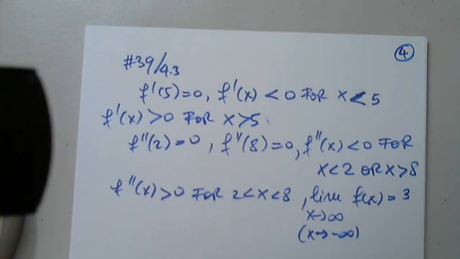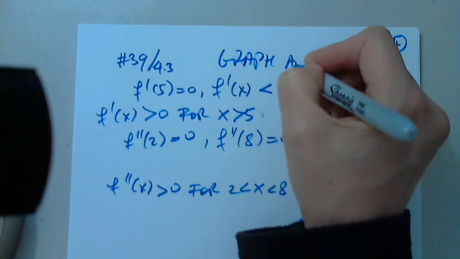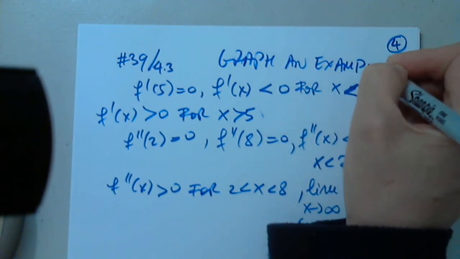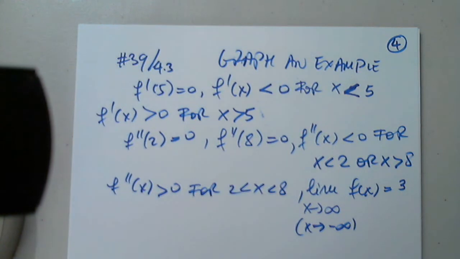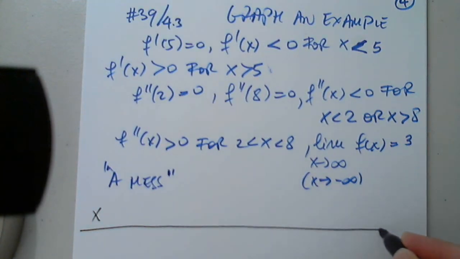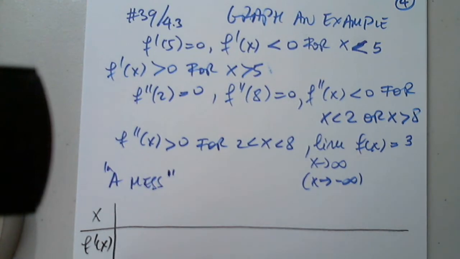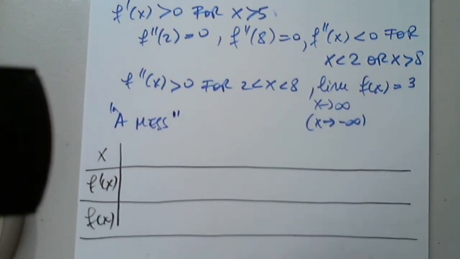Okay, so we're asked to graph an example of a function. If I ask you what this is, you're going to say, obviously, a mess. No one understands. This is gibberish. But it will become very clear if you bear with me and agree to use this table.